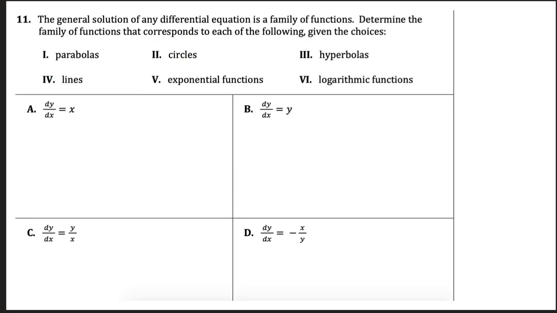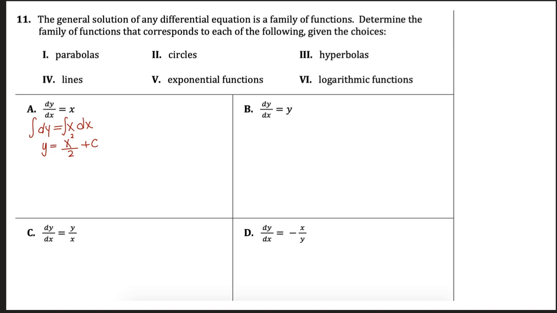Alright, so for these problems we're just going to focus on separating and integrating. So for this, we're going to move this to be dy equals x dx. Then we're going to integrate both sides. So we're going to have y equals x squared over 2 plus c.